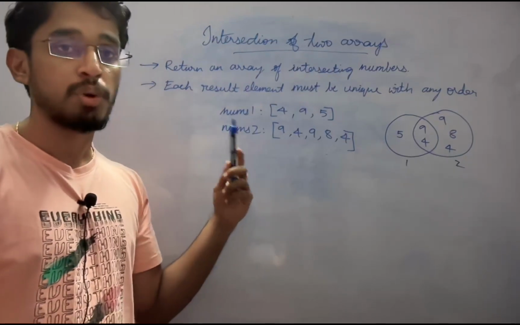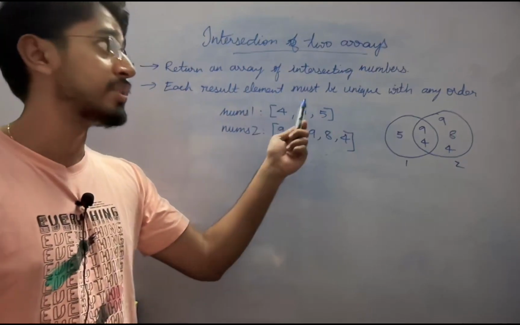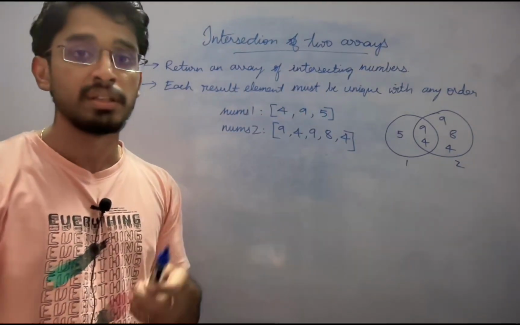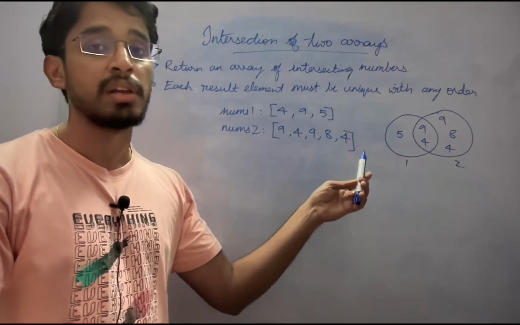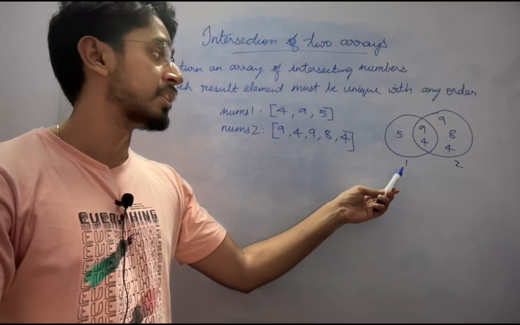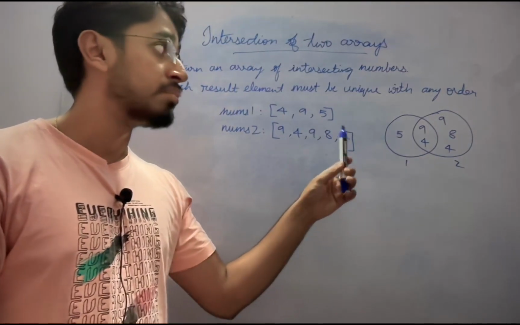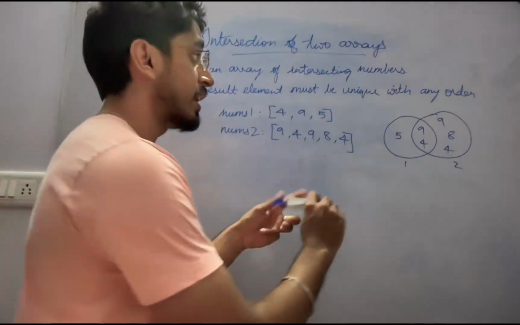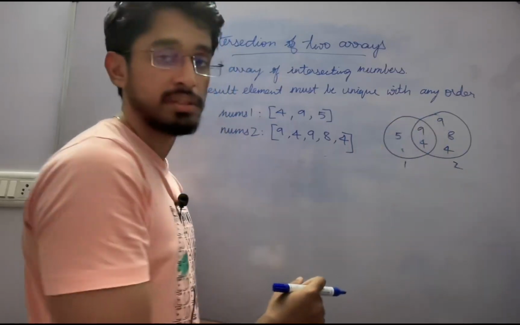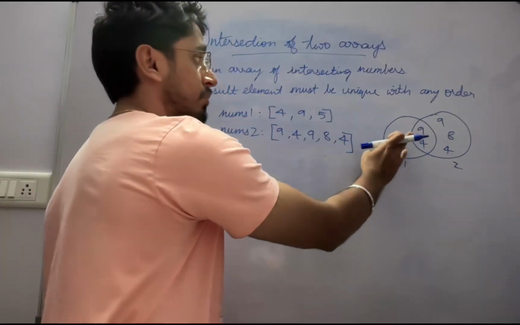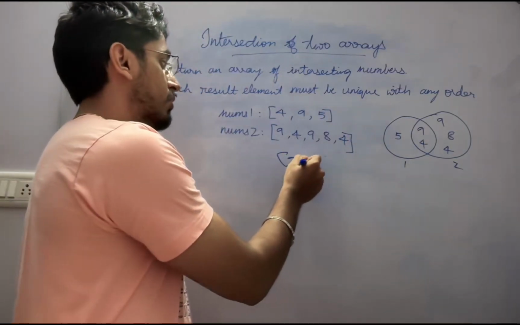That's what the problem statement says: return an array of intersecting elements, and each result element must be unique, in any order. So order can be anything, and we just need to return the intersecting elements. I have explained it with the help of this diagram. This is the nums1 array, and these are the elements in the nums2 array. 9 and 4 appear in both arrays, right? Even though there is a 9 here, I don't add that again to the intersection, so I just want all the unique elements. We don't add duplicate ones. So these are the two numbers we need to return, 9 and 4.